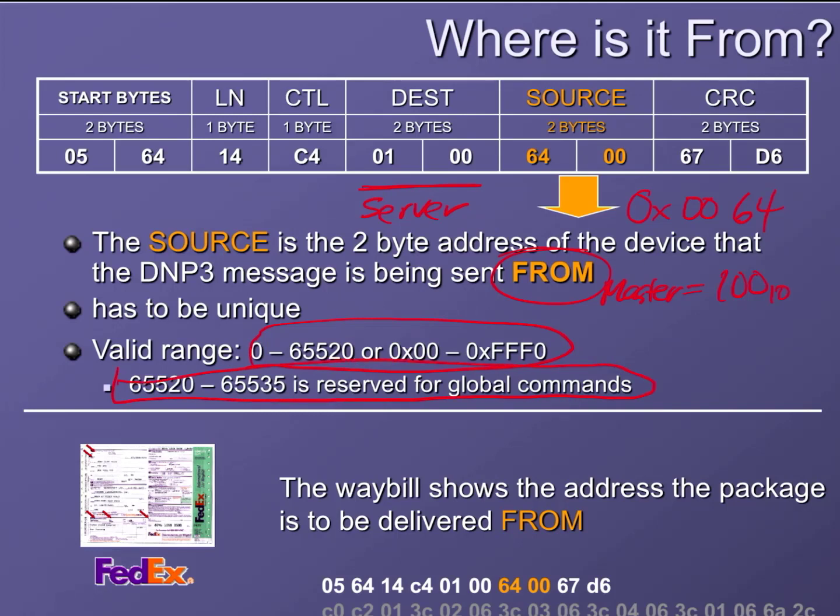Okay, so the addressing is the same, but when it comes to DNP, we also need a master address as well as a server address. In Modbus, we only had server addresses because you're only allowed one master. But in DNP, we need to uniquely identify that master by an address. Okay, so the analogy is, who's it from? What's the return address on that package?